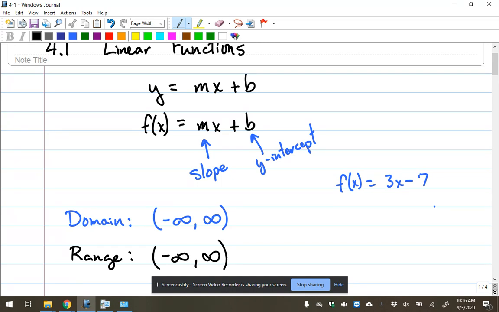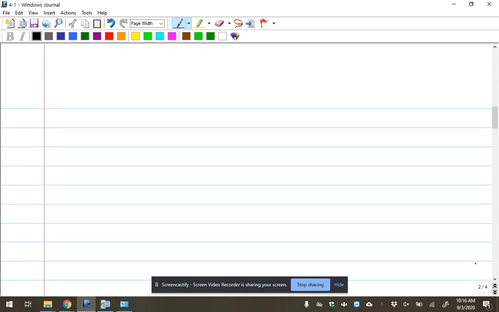Okay? Every linear function that is in this form, slope-intercept form, will have a domain that's negative infinity to positive infinity, all real numbers, and a range that's the same. Okay? There are exceptions, but they are not written in slope-intercept form when they're exceptions. Different. Okay?